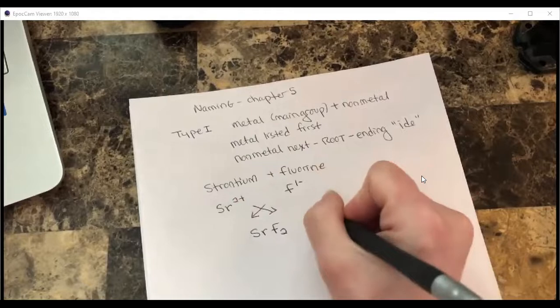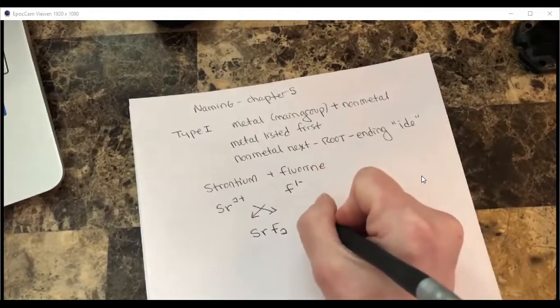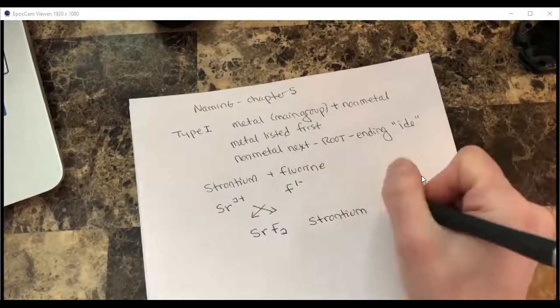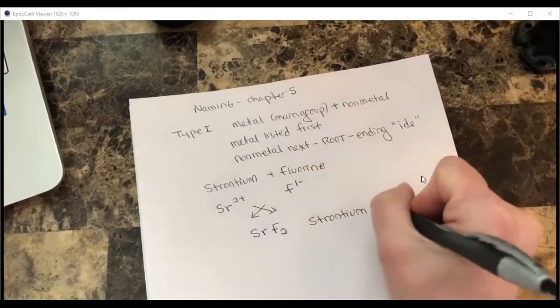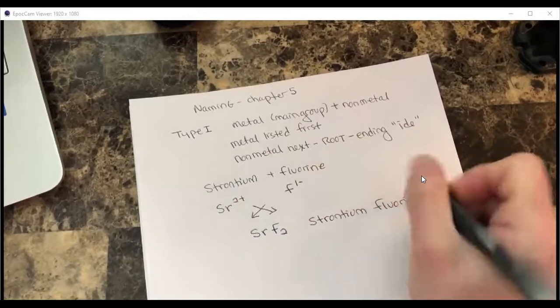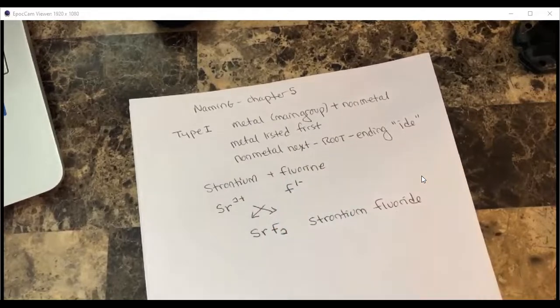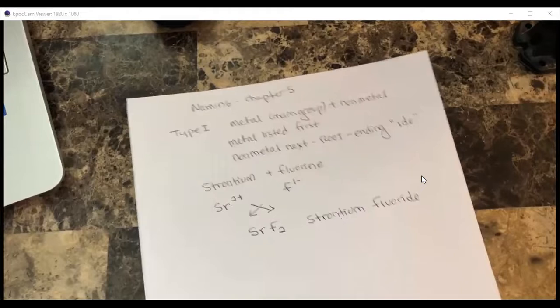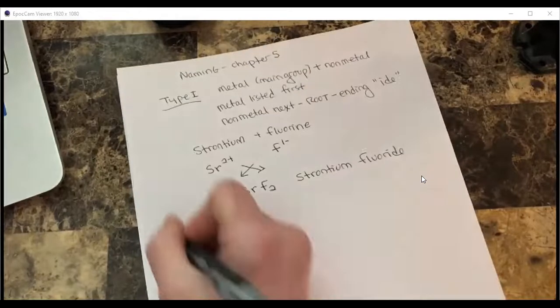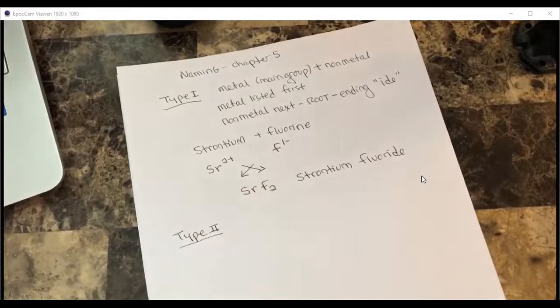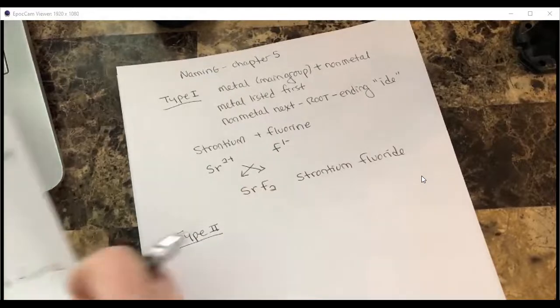Follow our naming convention up here. Strontium is the metal, it gets listed first. Fluoride is the second one. So it's the root of fluorine, plus the ending gets changed from INE to IDE. Okay, so you guys should be pretty familiar with those. So that's type 1. Type 2, it's a little trickier, right? So what's in a type 2?